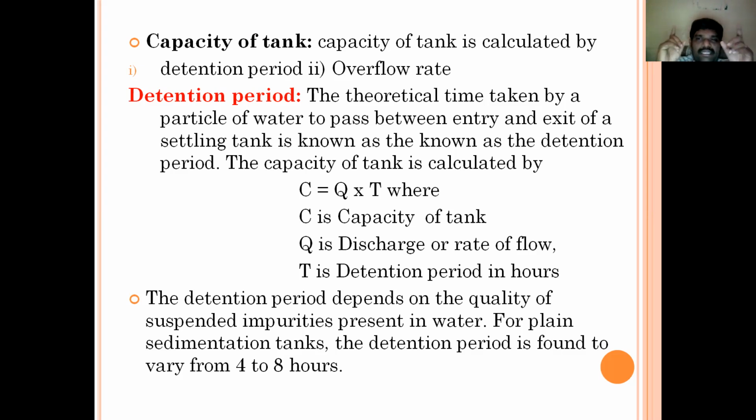One more time, what is the detention period? The time taken for a particle of water to pass from the entry to the exit of a settling tank is known as the detention period. The capacity of the tank is determined as C equals Q into T, where C is the capacity of the tank, Q is the discharge or rate of flow, and T is the detention period in hours.